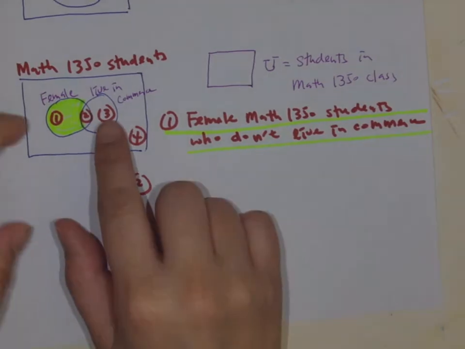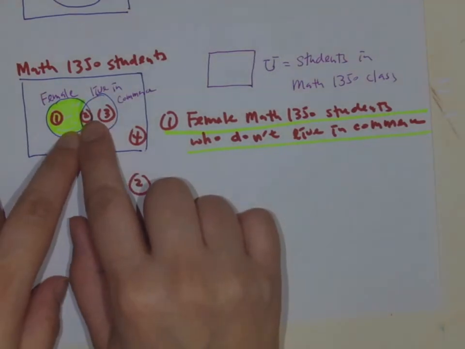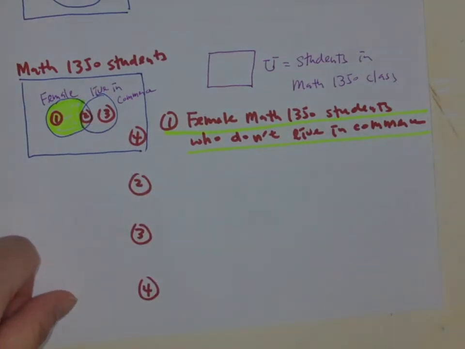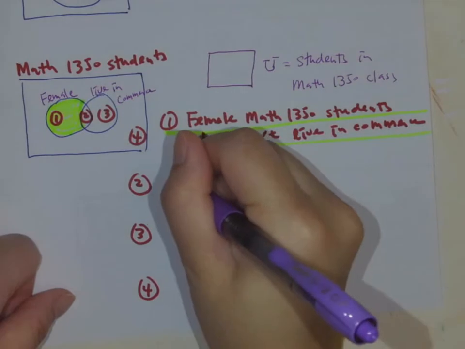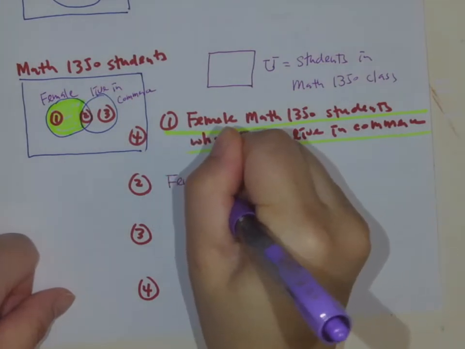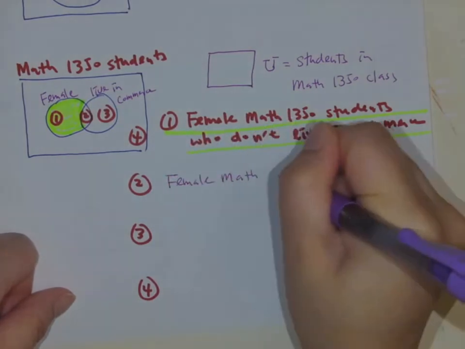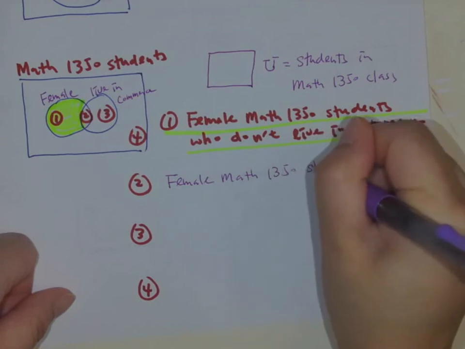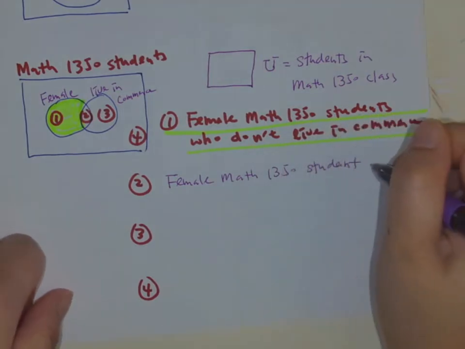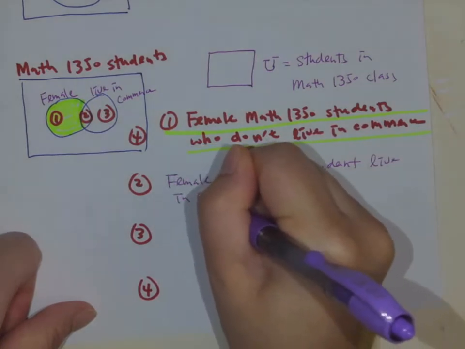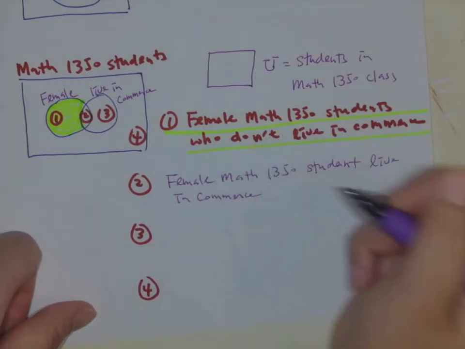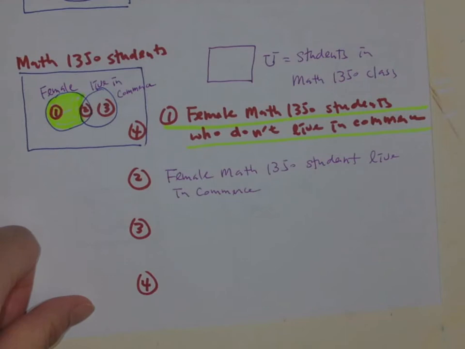Second section is the overlapping part between the two circles, right? So the overlapping part between the two circles would be female math 1350 students. This time they need to live in commerce, right? So it has to have the two characteristics in order to be in 2.